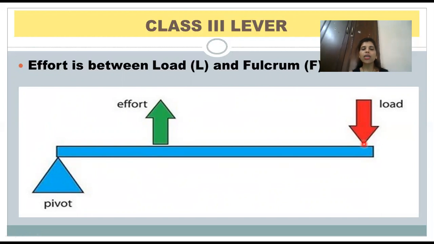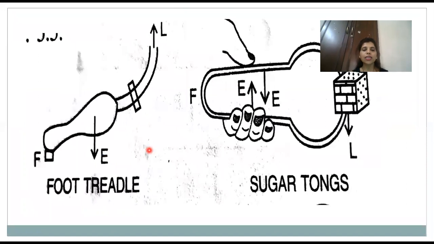So here you have to remember what is at the center, children. Class 1, fulcrum, I repeat. Class 2, load at the center. And class 3, effort at the center. Very important part of this chapter. Now let us see the examples. Now this is foot treadle. You have to only know these examples which are shown in the picture.